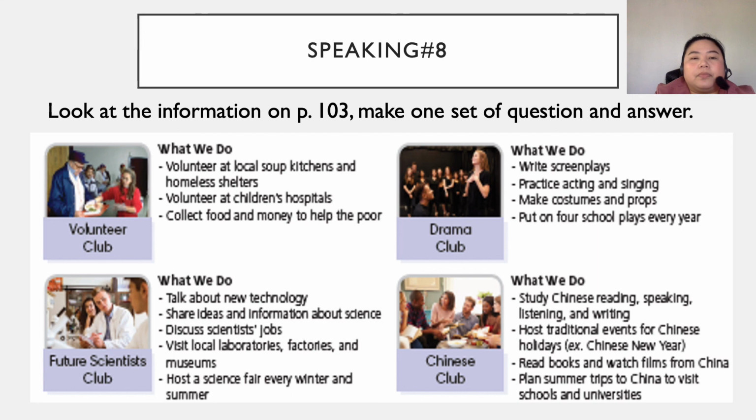For example, what do you do in the volunteer club? Oh, in our club, we volunteer at local soup kitchens and homeless shelters. Sometimes we go to the children's hospital. We collect food and money to help the poor. Okay, you can ask questions about future scientists, a drama club, or Chinese club. Okay, look at the information and try to make different questions and answers.